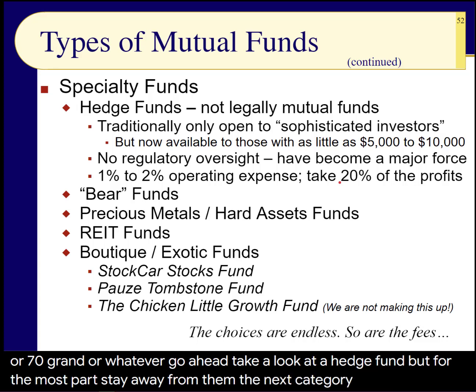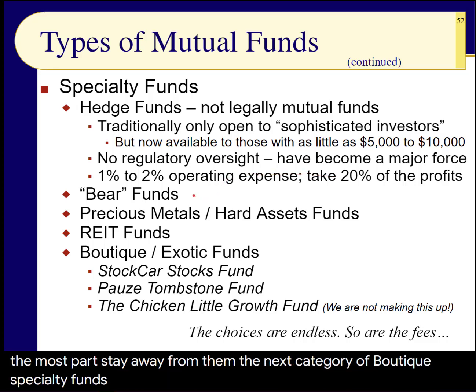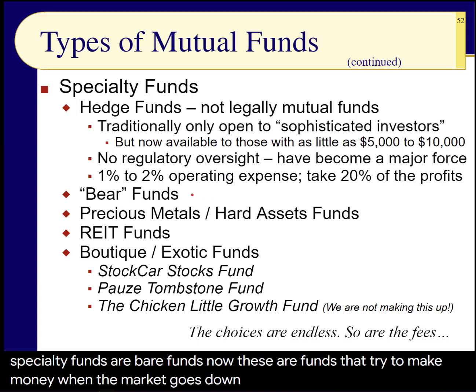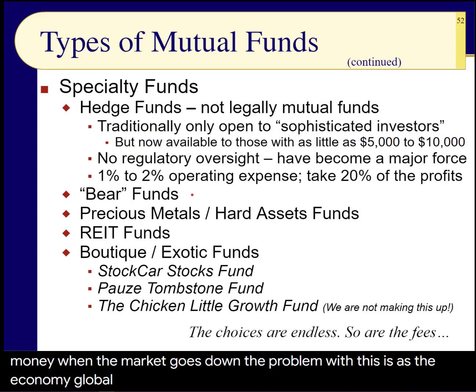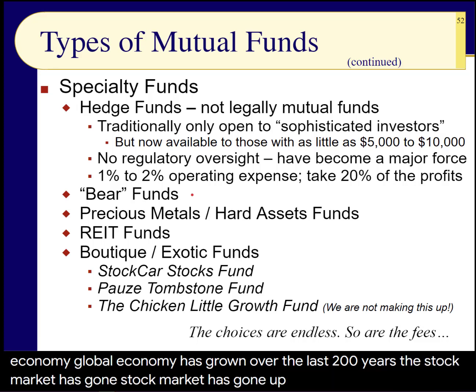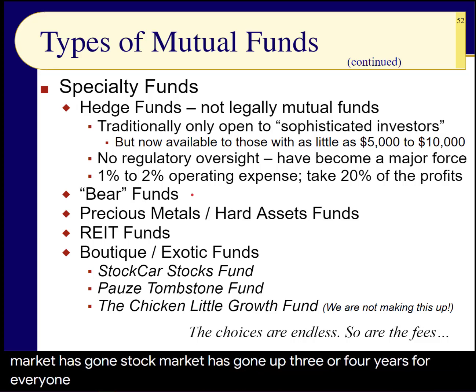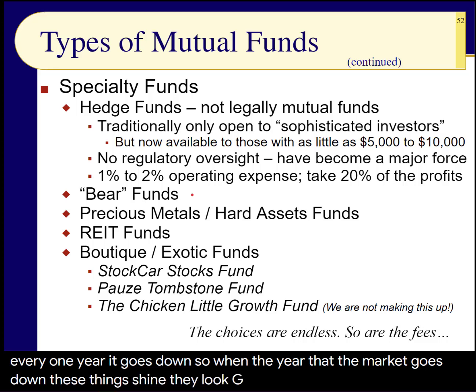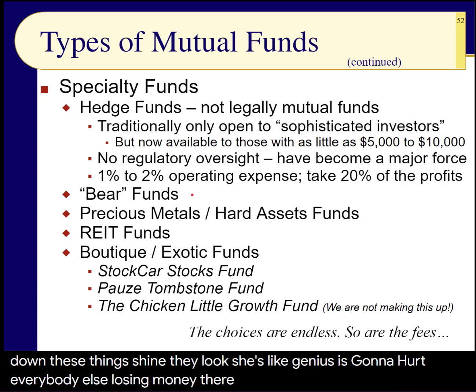The next category of boutique specialty funds are bear funds. Now, these are funds that try to make money when the market goes down. The problem with this is, as the global economy has grown over the last 200 years, the stock market has gone up 3 or 4 years for every 1 year it goes down. So when the year comes that the market goes down, these things shine. They look like geniuses because everybody else is losing money. They're making money. But when the market's going up, oh boy, do they get clobbered.